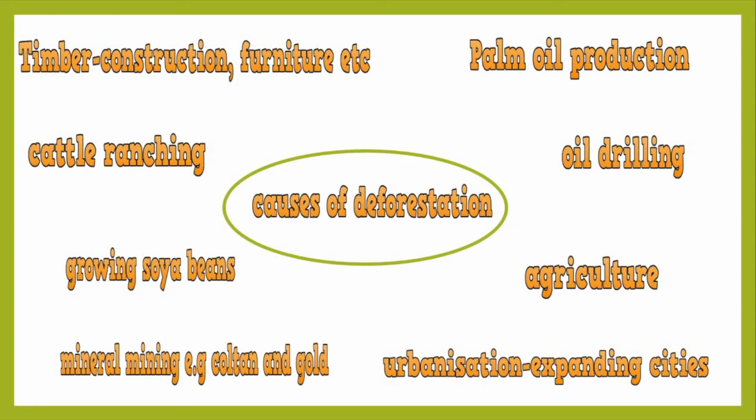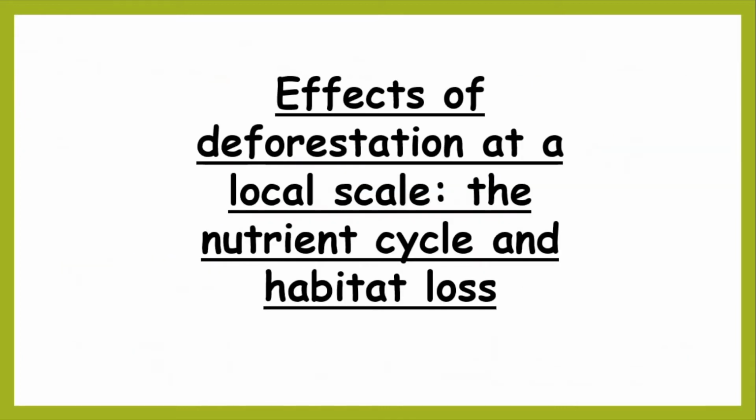Okay, so what we're going to look at is, we're removing the rainforest at alarming rates. Why are we so bothered though? We hear it a lot in the news now. We're becoming more and more aware that the impact of rainforest loss is going to be so massive and we should all be really worried. But why? What would the effects of deforestation be? So we're going to look at a local scale first off. So the loss of the rainforest right where it's happening. What would the effect be? So put a subheading, effects of deforestation at a local scale, the nutrient cycle and habitat loss.